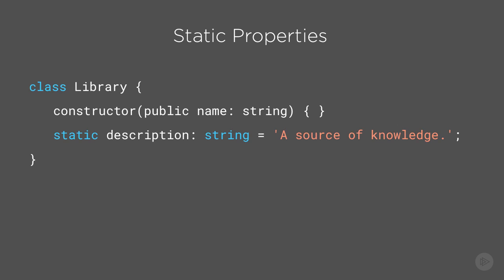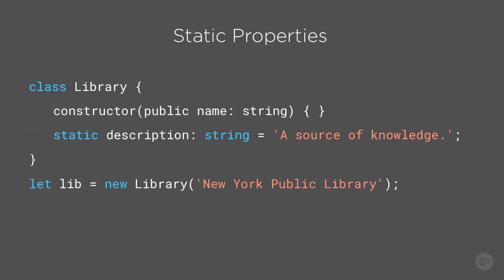Static properties are properties of the class itself, not of the class instances like the properties we've seen so far. In this library class, I've defined two properties. The first is a parameter property named name, which will be available on all instances of the class. Each instance can set the property equal to whatever value is appropriate for that instance. The second property is named description, and I've prefixed it with the static keyword.